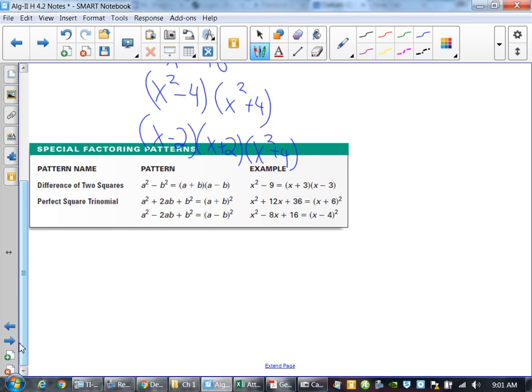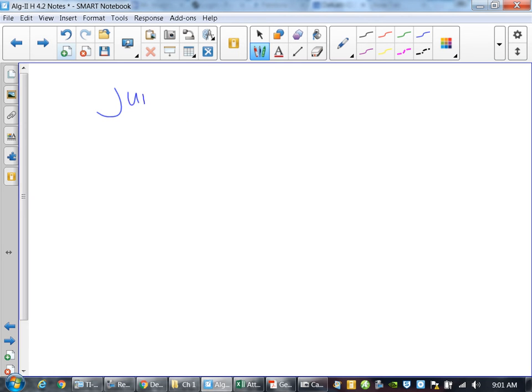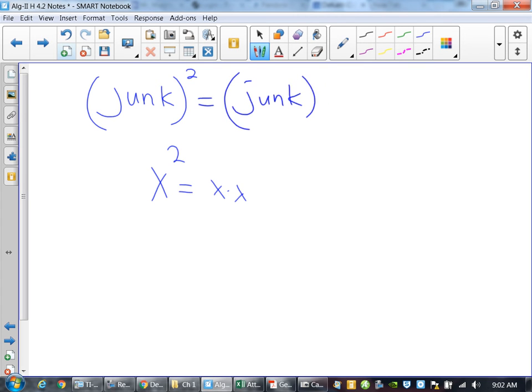It's when you have your junk squared. When you have junk squared, what does that mean? Squaring each side? Let me rephrase this. What does this mean? This means x times x, which means junk times junk.